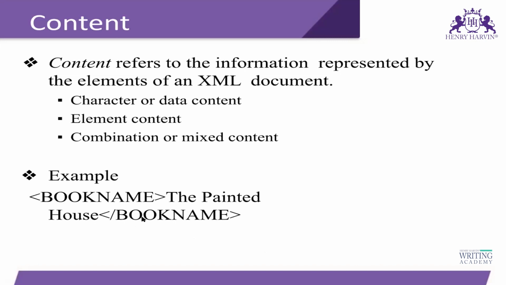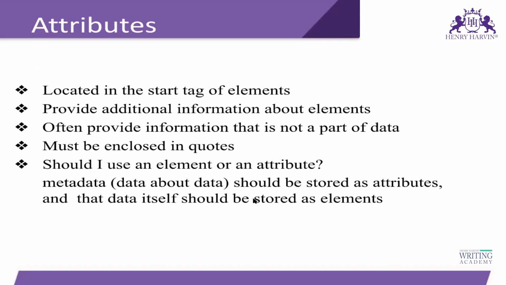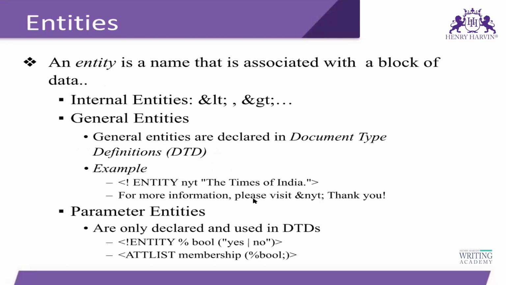So like this one here, the root element is book name, and under book name, the value is the painted house. So in the output, you will see the painted house. This is the output for the book name. These are the attributes that they have shown. It will be located in the start tag, provide additional information, and it will be enclosed in quotes. Okay, so that's how it is done, like this one. So these are again the syntaxes that have been given. Once you start using them, you will then understand it better.